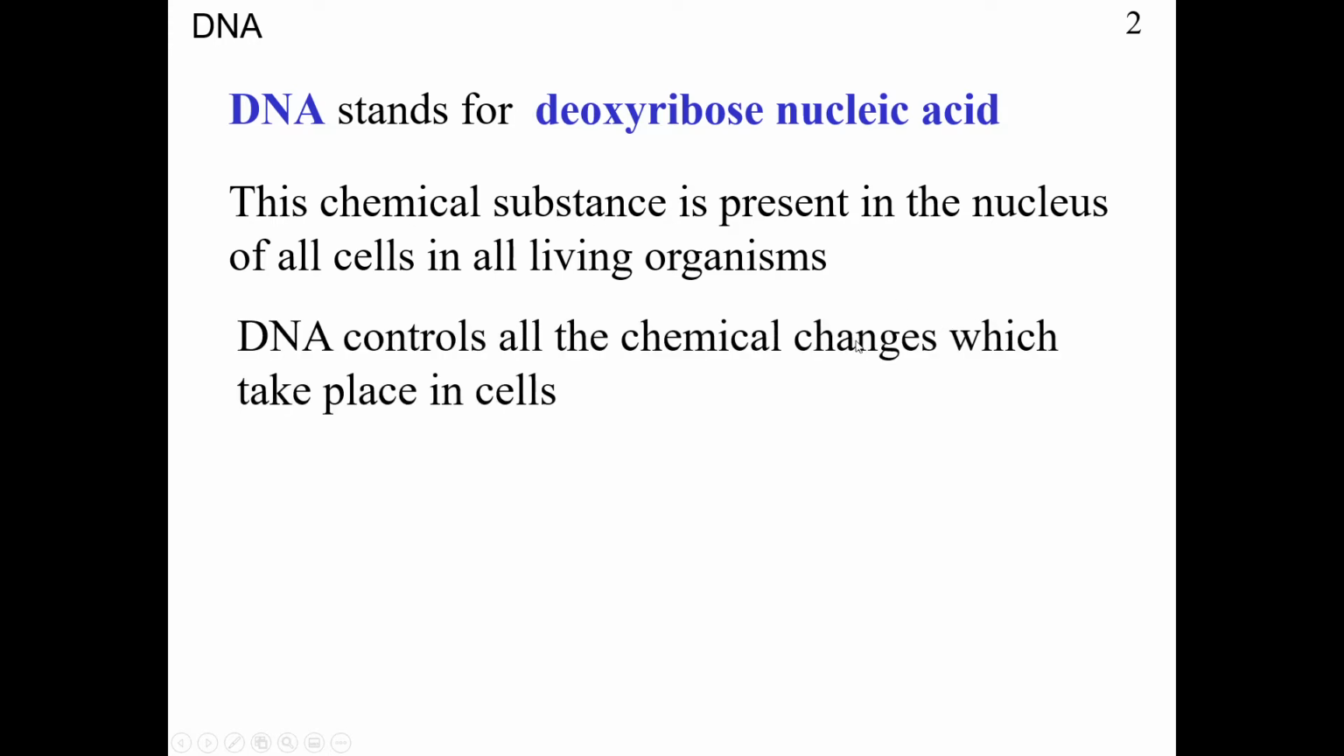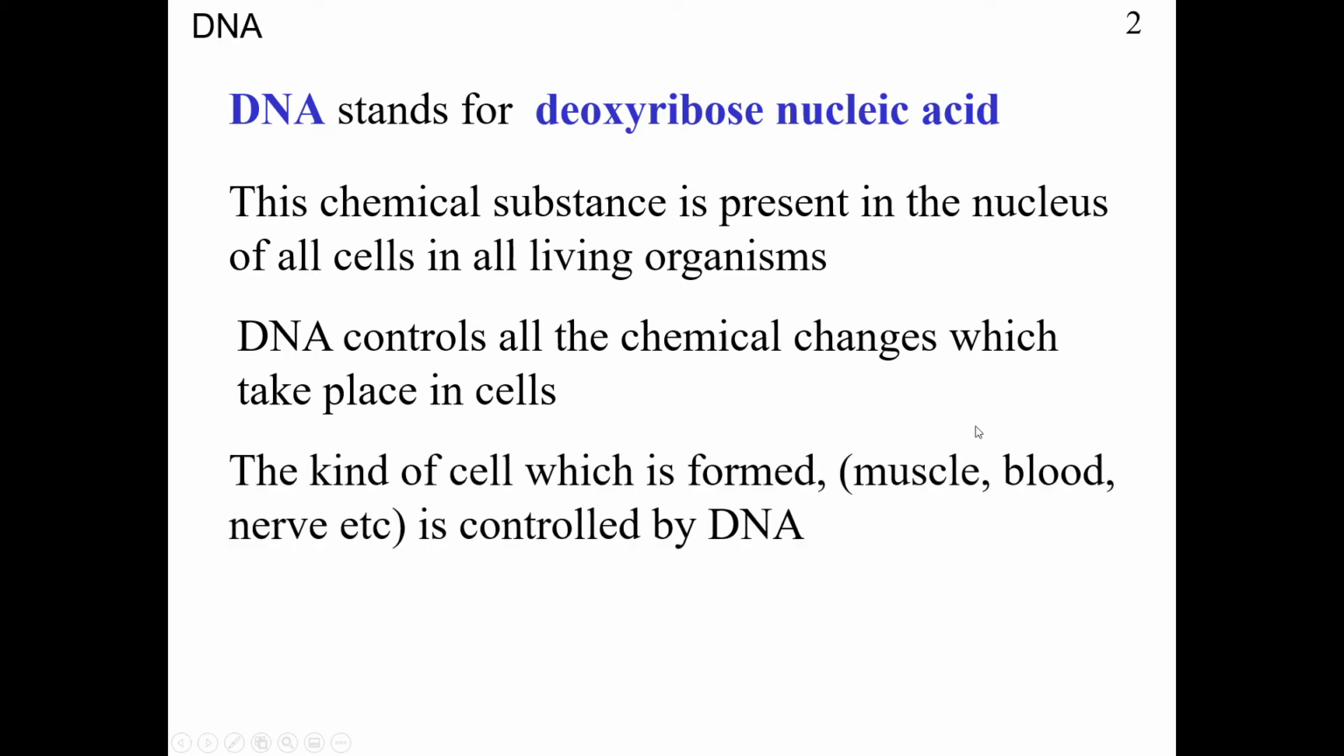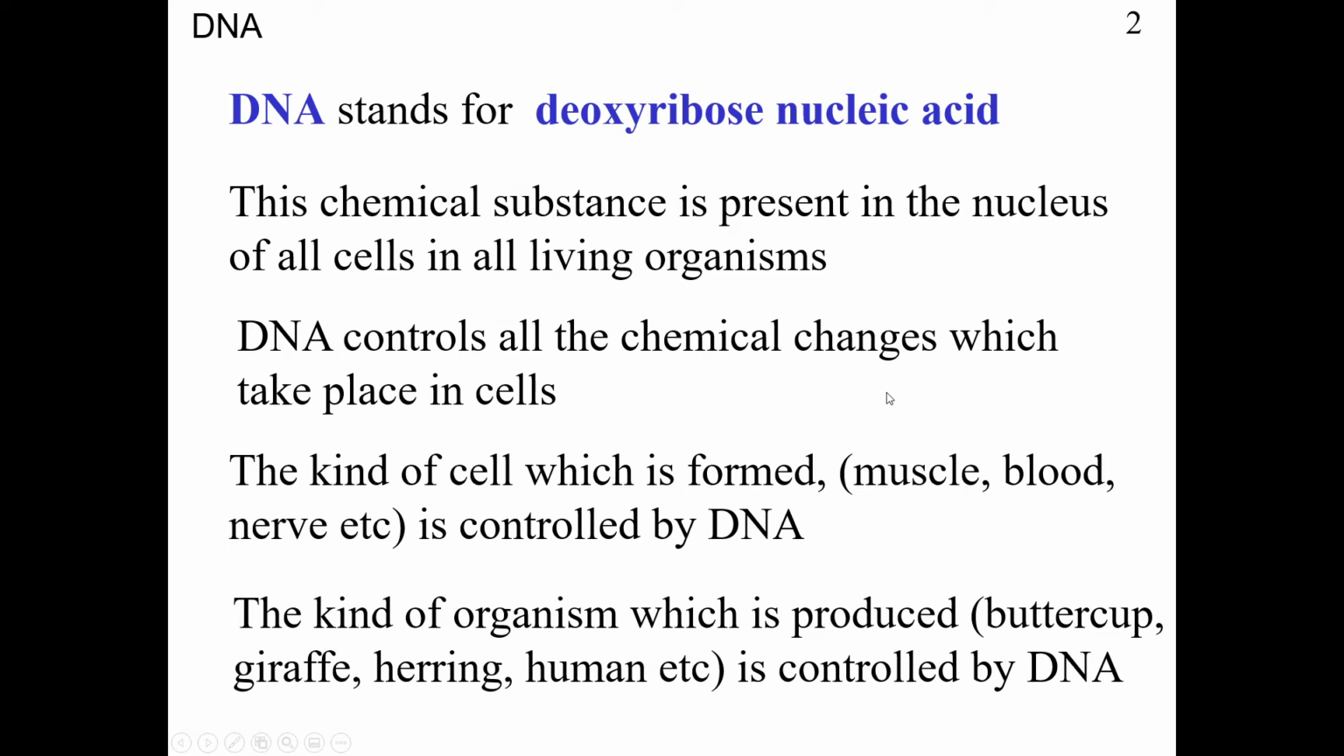DNA controls all the chemical changes which take place in cells. So anything that happens in a cell, the DNA is what's controlling all of that. It's what's telling the cell what to do. And the kind of cell which is formed, like a muscle cell or a blood cell or a nerve cell, is also controlled by DNA. The kind of organism which is produced, right, buttercups, giraffes, herrings, humans, whatever, is also controlled by DNA. So DNA, although it's one type of molecule, can create many different types of cells and organisms.